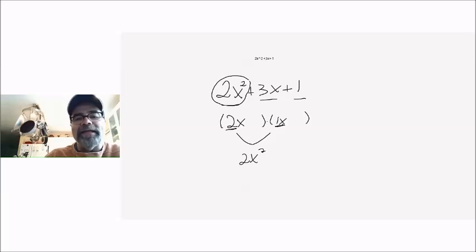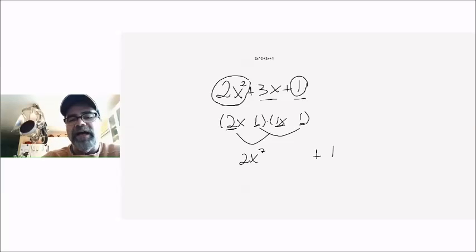Then we're going to look at what goes as the second term of the binomial, and that comes from looking at the last number in our trinomial, and this trinomial, by the way, is in what we call standard form. So it's the squared term in the first position, the x term in the middle position, and then just a number in the last position. So we're looking for what two things can I multiply together to give me 1, and of course the obvious answer there again is 1 and 1. So these two here are going to end up with my value of a plus 1.